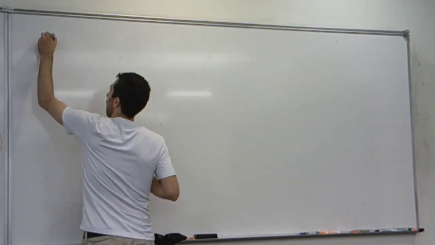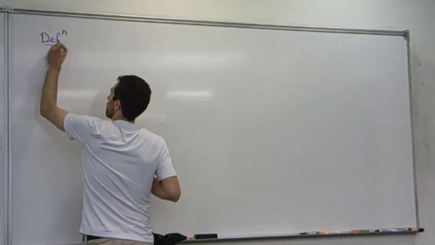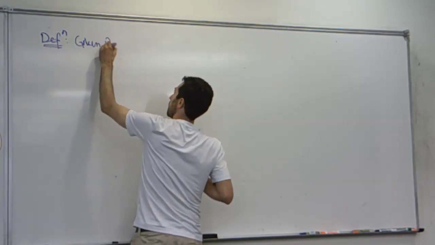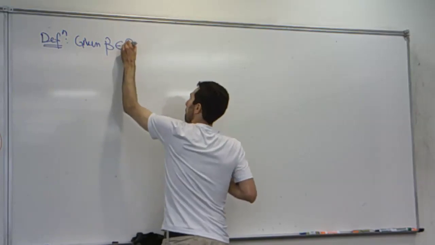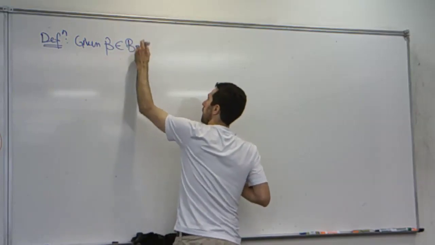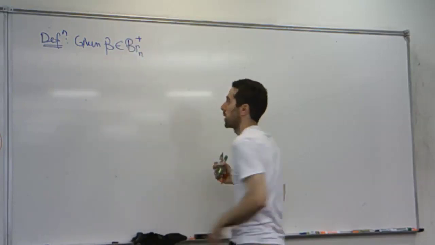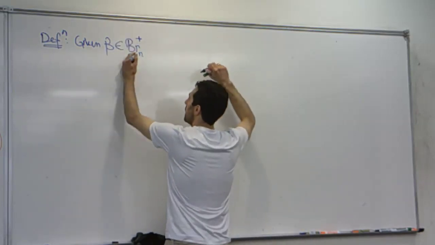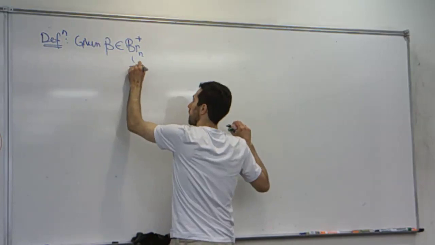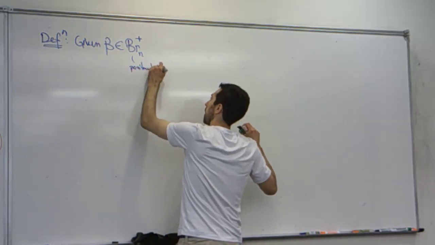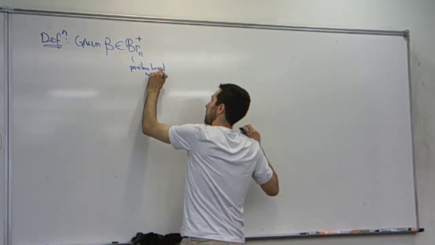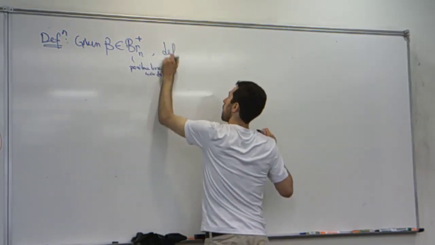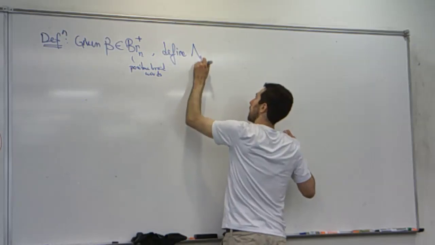So, definition. Given a braid beta, the braid group I'm going to denote Br_n^+. That's the positive braid monoid. These are literally words, positive braid words. So when I write this, I have a specific word in mind. We define the following Lambda beta.